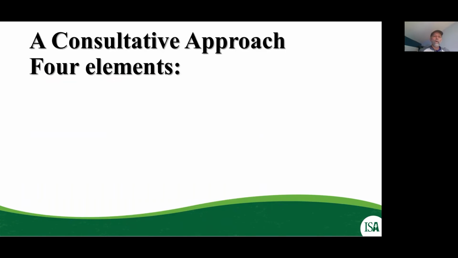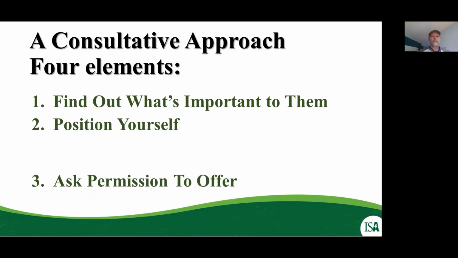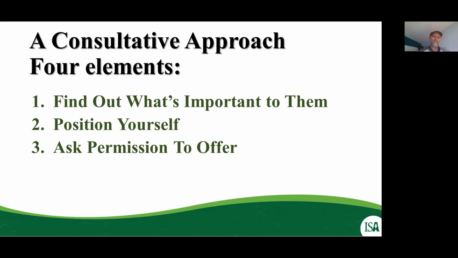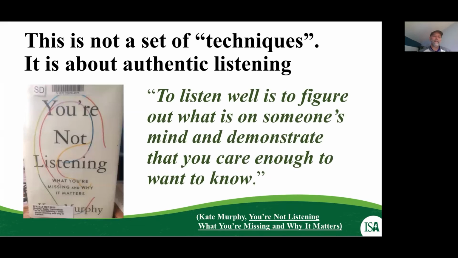So at Rainbow, we've been using a consultative approach for years. There are actually more steps to it than these four elements, but I've kind of winnowed it down for this presentation. The first one is finding out what's important to people. Secondly is positioning yourself as an arborist, as a practitioner. Thirdly is asking permission to offer the information or to educate people. And fourth, educating your prospect as needed, tailoring what you're telling people to their interest and their time, basically respecting where they're coming from. And this is not a set of techniques, it's about authentic listening.